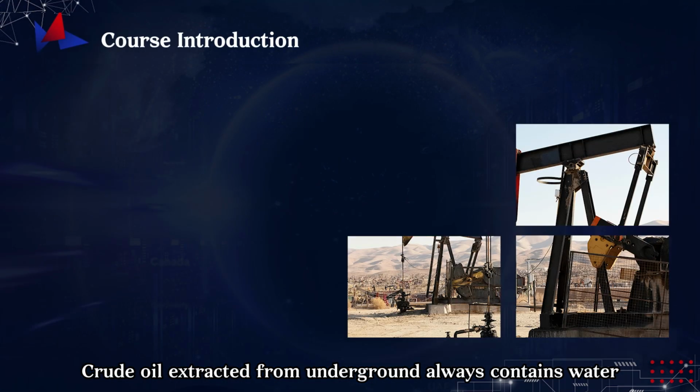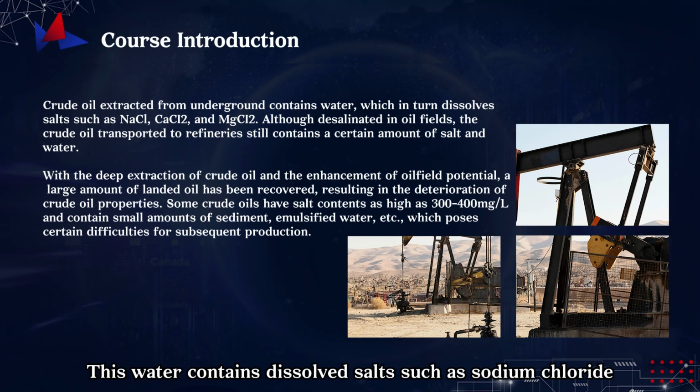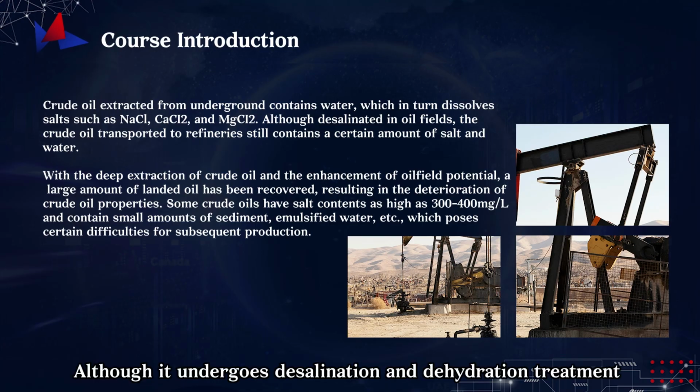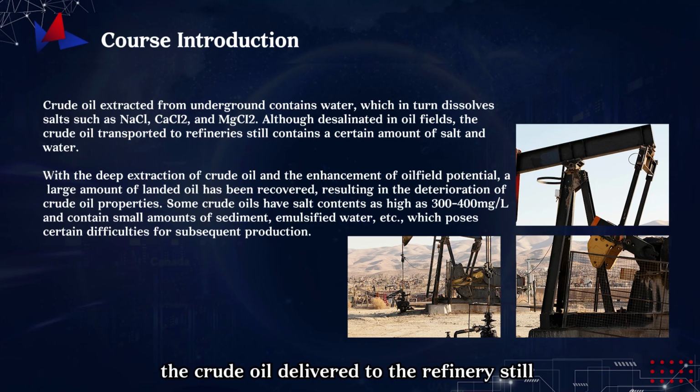Crude oil extracted from underground always contains water. This water contains dissolved salts such as sodium chloride, calcium chloride, and magnesium chloride. Although it undergoes desalination and dehydration treatment at the oil field, the crude oil delivered to the refinery still contains a certain amount of salt and water.